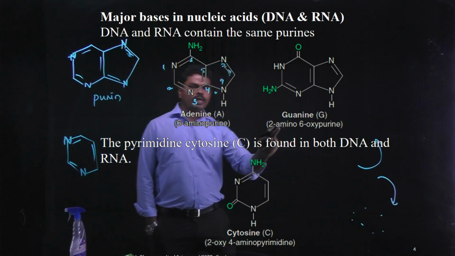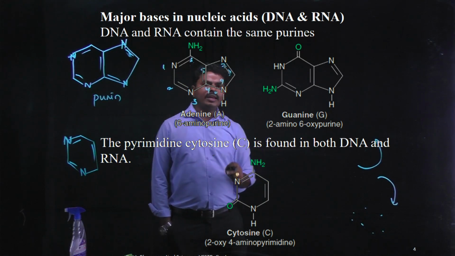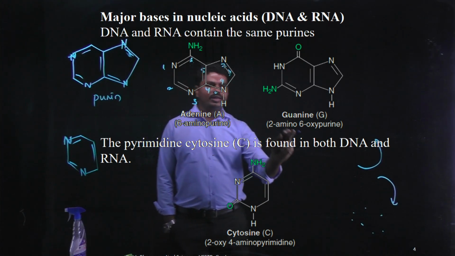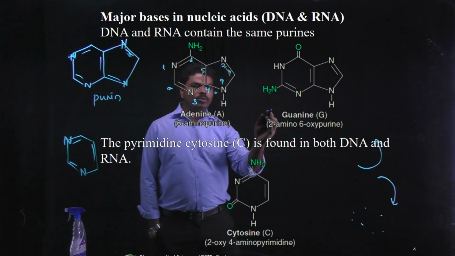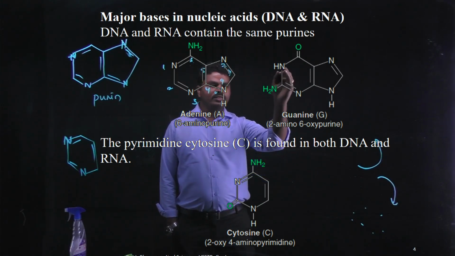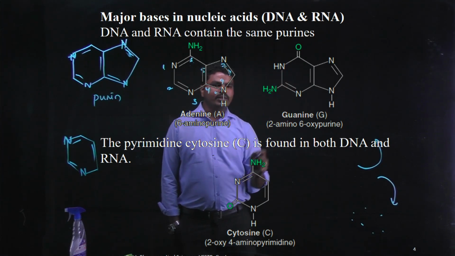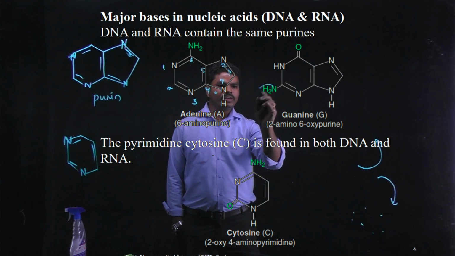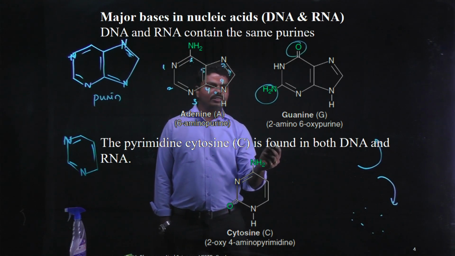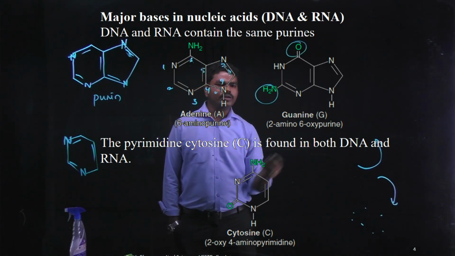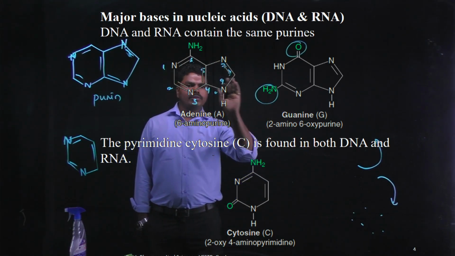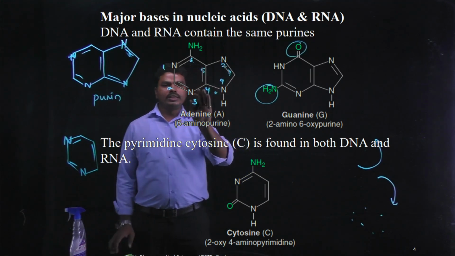And another type of purine moiety which is present in the DNA and RNA nucleic acids is guanine. Guanine has the amine group at the 2nd position, a 2-amino, and at the 6th position there is a carboxyl group. So that's why it is named 2-amino-6-oxypurine, also called guanine. Okay, so these are the 2 types of purines present in the nucleic acid structure, that is DNA and RNA.